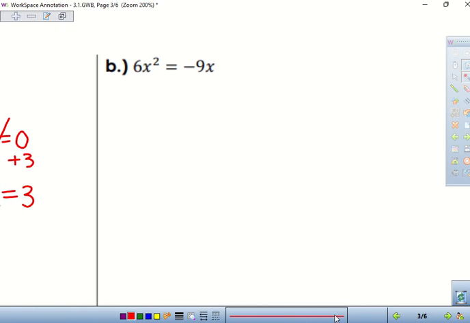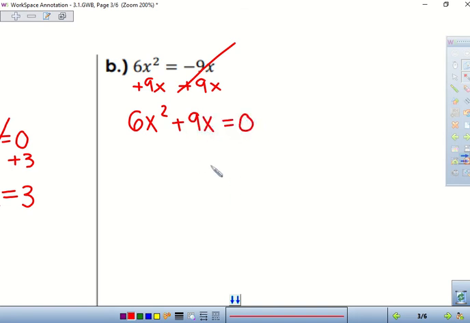Okay. Over here, in order to find a GCF, we're going to get the 9x to the other side by adding it over. We're going to end up with 6x squared plus 9x equals 0. And then we're going to take out a GCF on the left. What would the GCF be here? 3x. We're going to take out a 3x, which leaves me with 2x plus 3 equals 0.